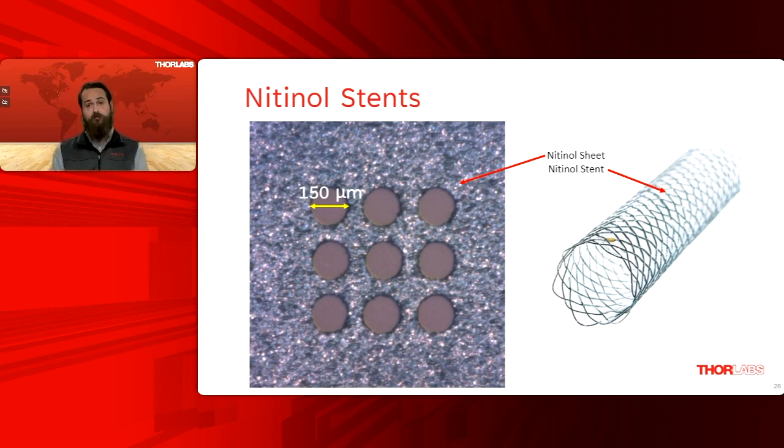Then once the stent is formed at body temperature, it's crushed and cooled down so that it can be more easily implanted inside the body. And then as the human's body temperature warms that stent up, it takes the form of a stent. That's a very unique application. We are able to process nitinol, as you see here. These are about 150 micron holes.